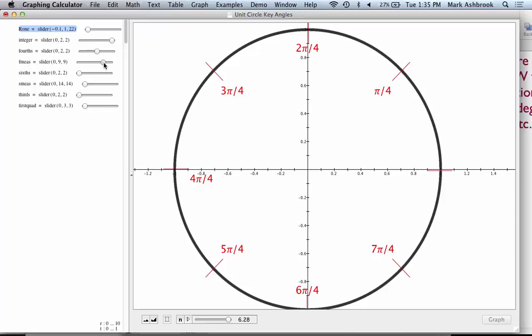If you know where pi over 4 is, and you know that breaks the circle up into 8 equal pieces, you just count 1, 2, 3, 4, 5, 6, 7, 8. And we know the top, the left, the bottom, and the right, we already know those angles. So these are the new ones that we get when we count by pi over 4s.